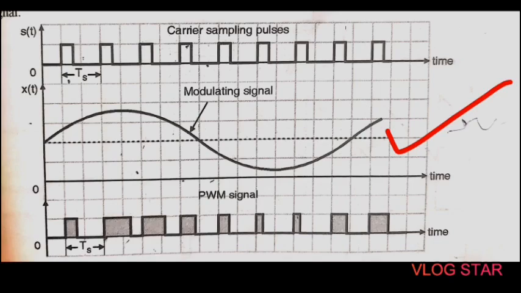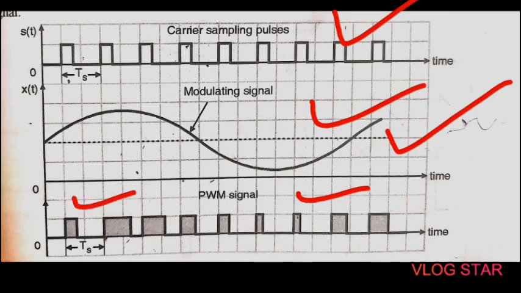Here we can see the carrier sampling pulses, then the modulating signal, and in PWM, that is pulse width modulation, we change the width of the signal.